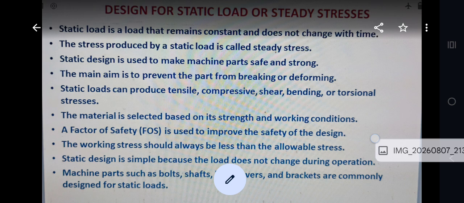But we cannot select the material only based on strength. We should also consider the actual working condition of the component, for example, temperature, load, environment and type of application. Therefore, material selection is an important part of machine design or mechanical design.